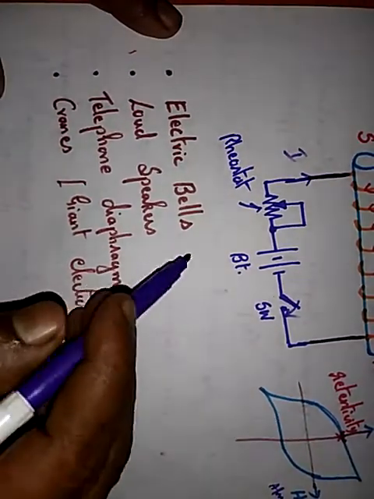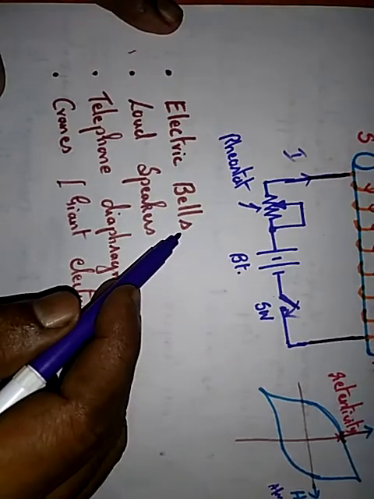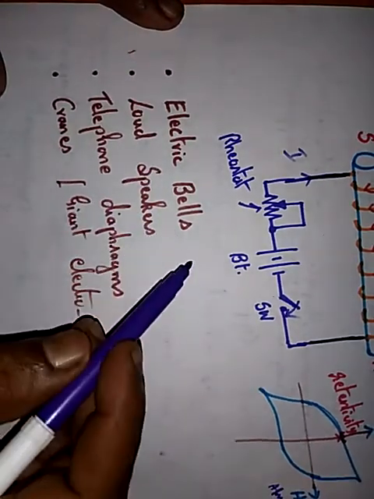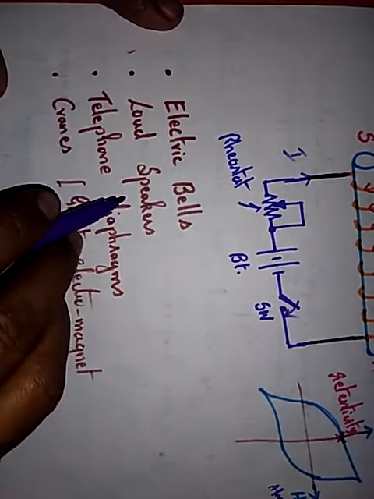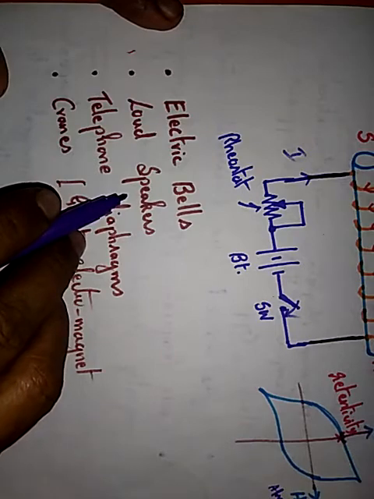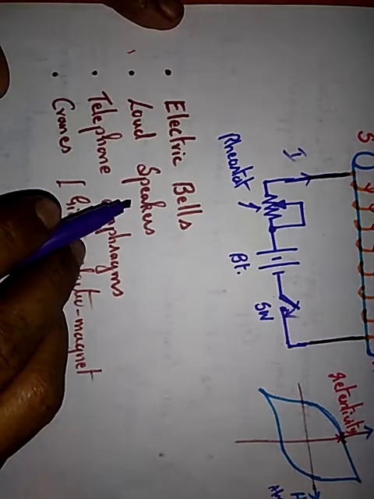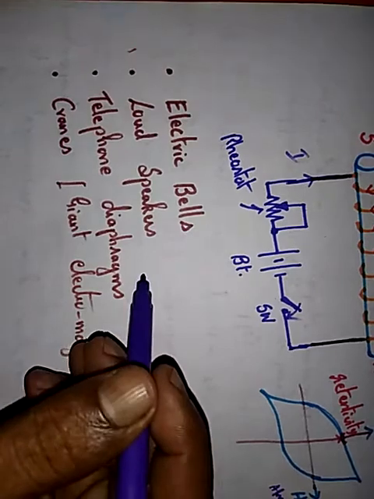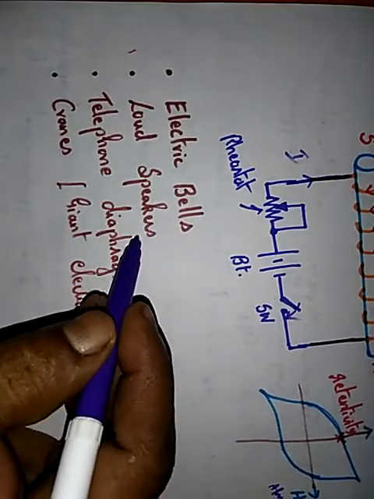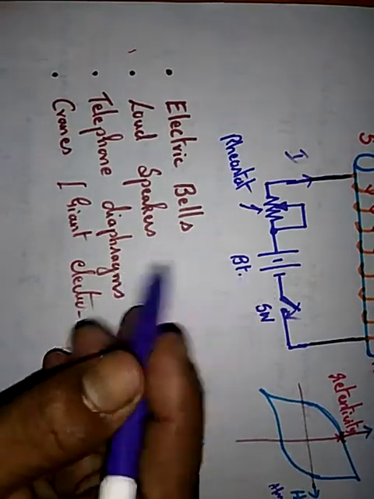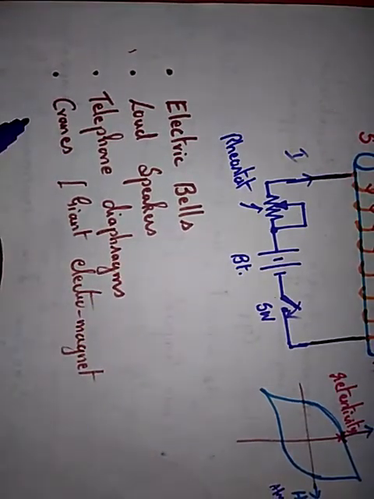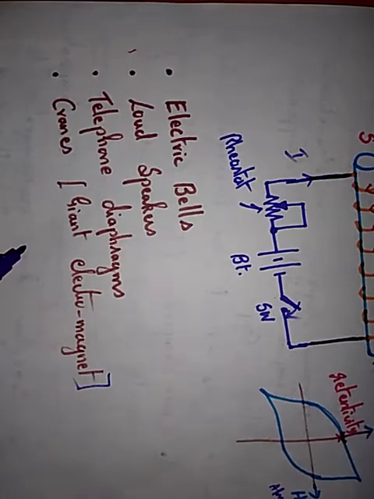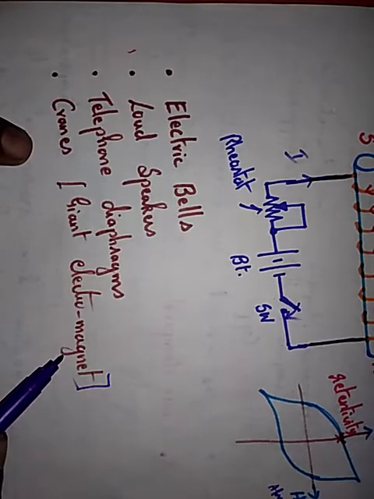Where are these used? In olden days, some 20 years back, electric bulbs were using this electromagnet. Loudspeakers, nowadays also you can see loudspeakers. In them there will be a magnet, and loudspeakers work on the principle of electromagnetism. Also telephone diaphragms, and to lift heavy objects, a giant electromagnet is used in cranes.